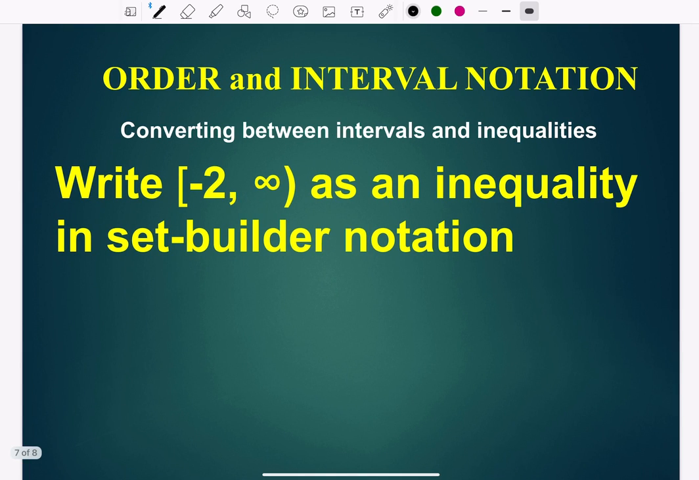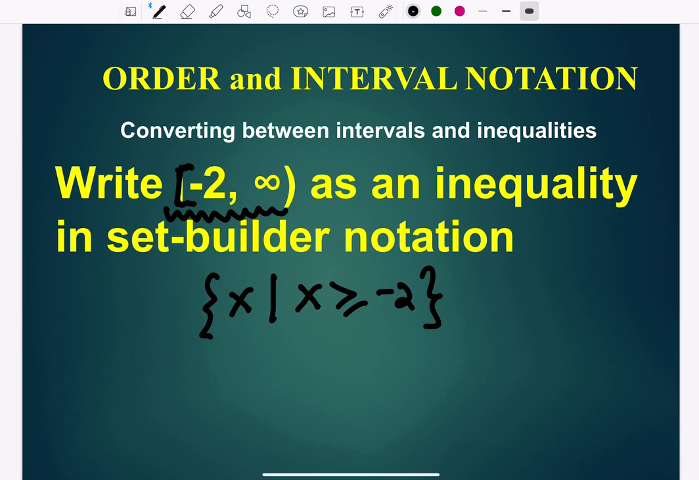Right, another example: converting between intervals and inequalities. I'm given this interval notation from -2 to infinity. I want to write it as an inequality in set builder notation. So I can say x such that x can be any value between -2 and infinity, meaning any value greater than or equal to -2. What tells me equal to? The closed bracket here. And if we were to graph it, I'm going to be looking for -2 on the number line, and any values to the right of -2 are going to be the allowed values.